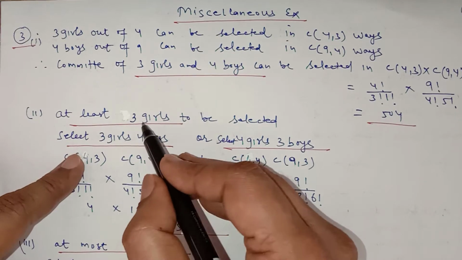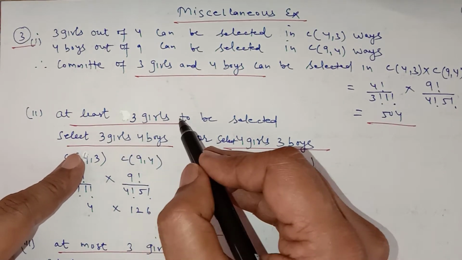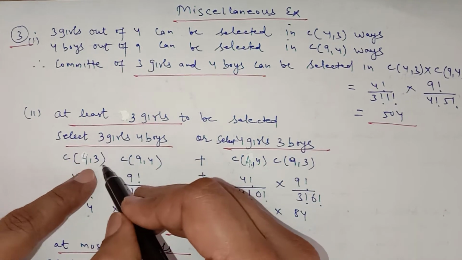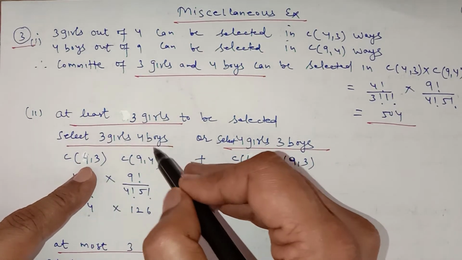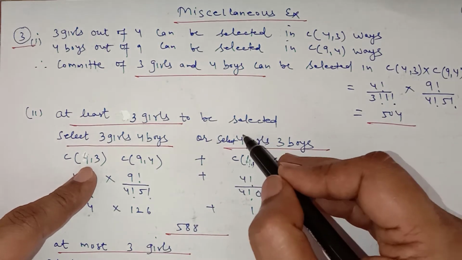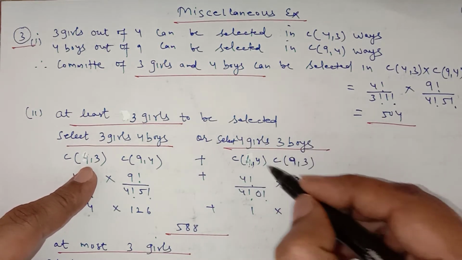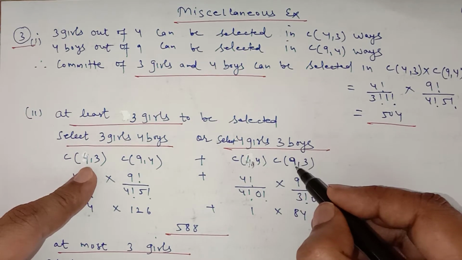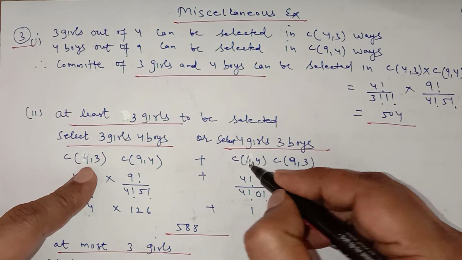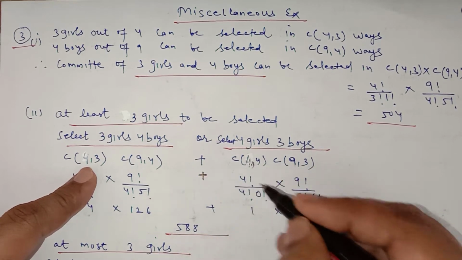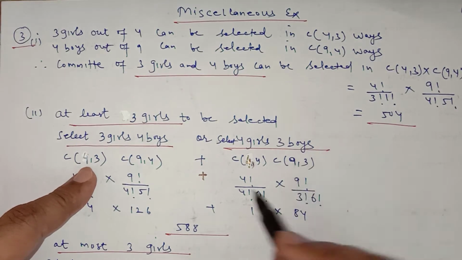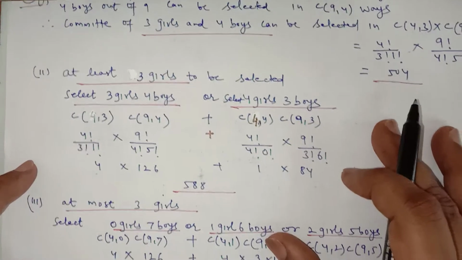So in the first case, you can select 3 girls and 4 boys. In the second case, you can select 4 girls and 3 boys. So 3 girls can be selected out of 4, 4 boys can be selected out of 9, 4 girls can be selected out of 4, and 3 boys can be selected out of 9. So these are the total number of ways, and a plus sign we have here, because in different cases it will be plus.